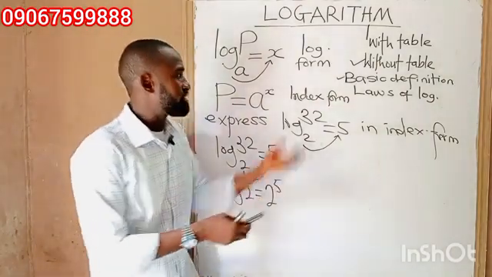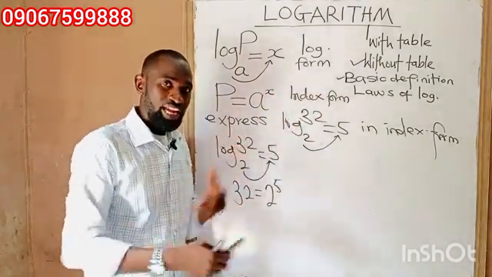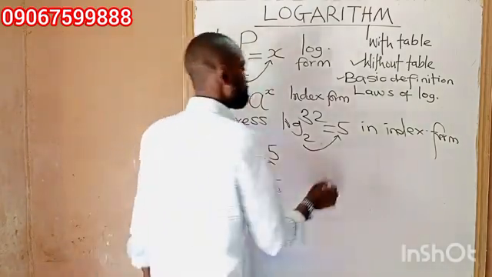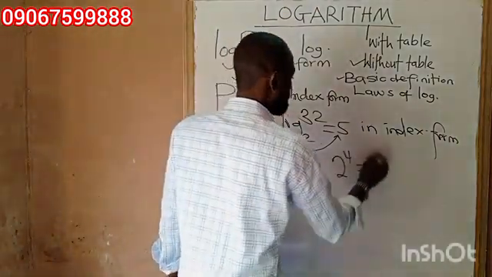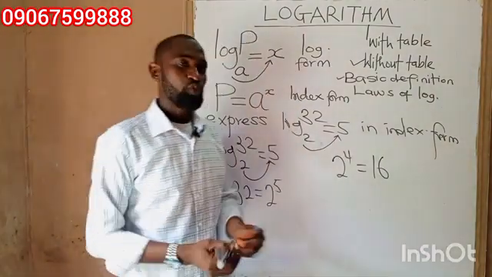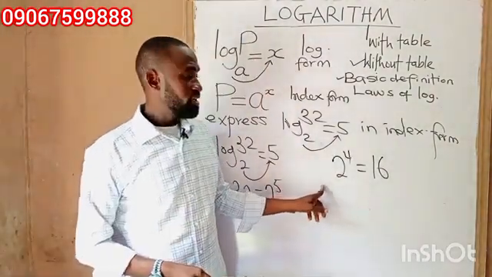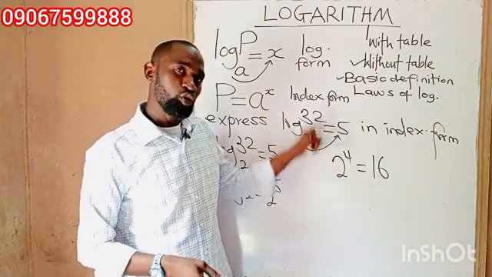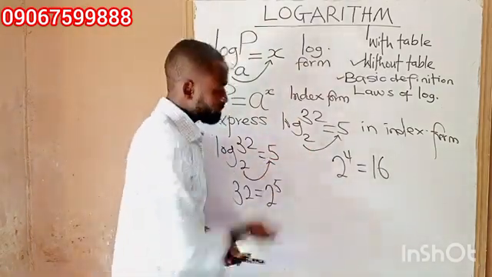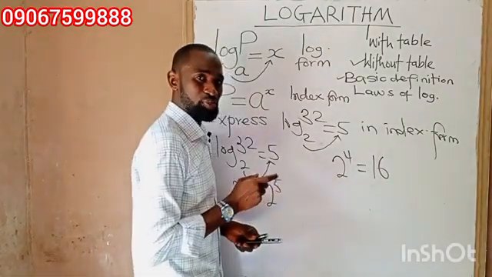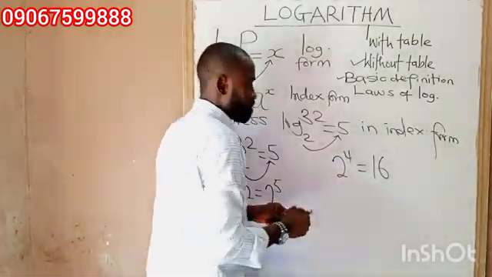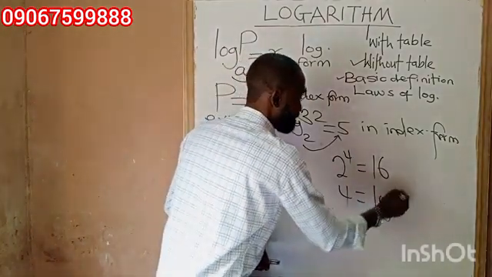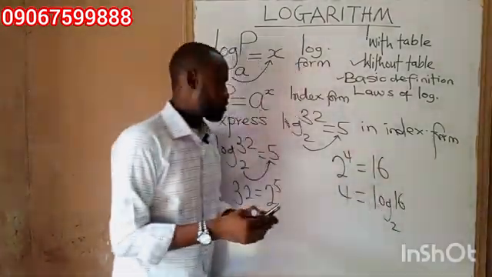I can convert from indices to logarithm. I can as well move from logarithm to indices. So if I have something like this, 2 raised to power 4 equals 16, we all agree that this one is index form. If I've been asked to rewrite this in logarithm form, what are we going to do? It means 2 will come down. Are you with me? 2 will come down. 16 will still stand. So we are going to say 4 is equal to log of 16 base 2.